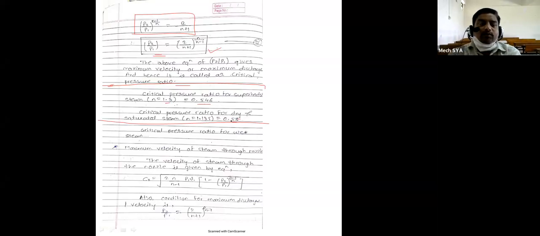So these are the two MCQs. The critical pressure ratio for superheated steam, where n is equal to 1.3, is 0.546, and the critical pressure ratio for dry and saturated steam, where n is equal to 1.135, is 0.58.